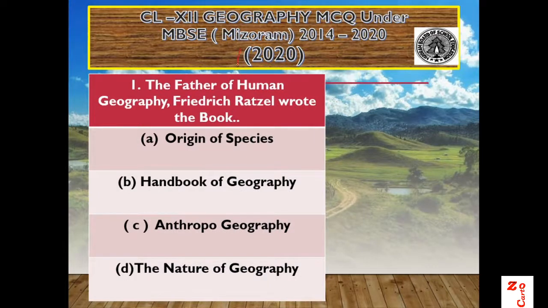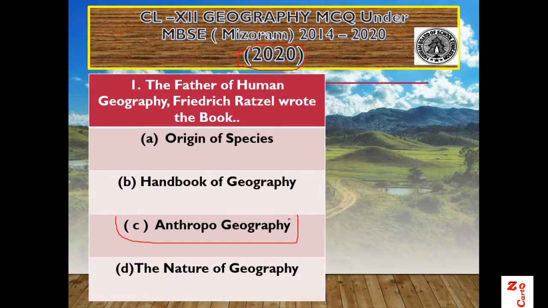2020 questions. The father of human geography, Friedrich Ratzel, wrote the book A. Origin of Species, B. Handbook of Geography, C. Anthropogeography, D. The Nature of Geography.